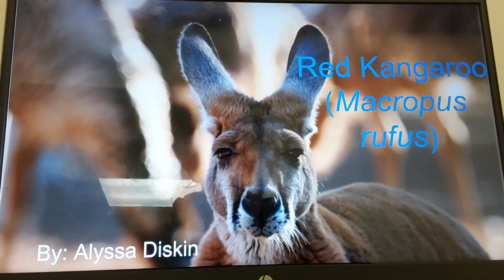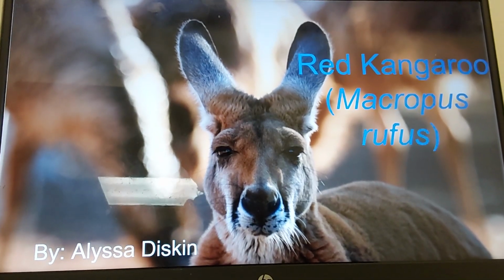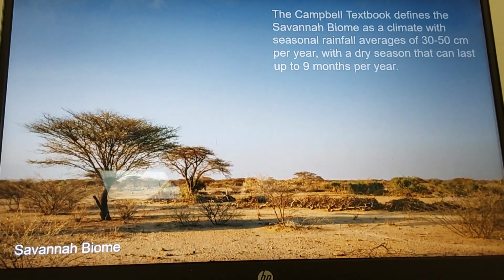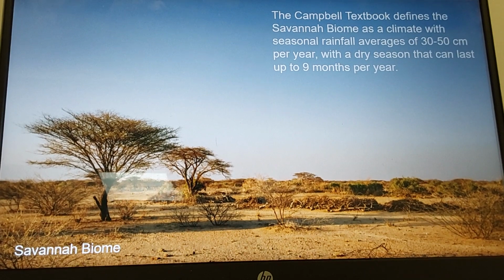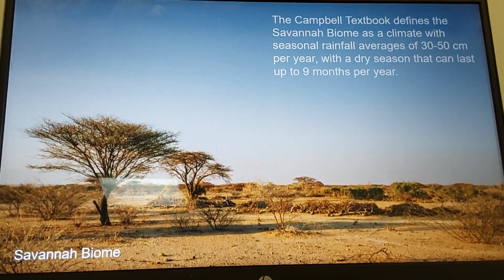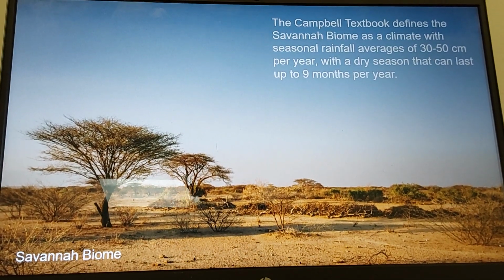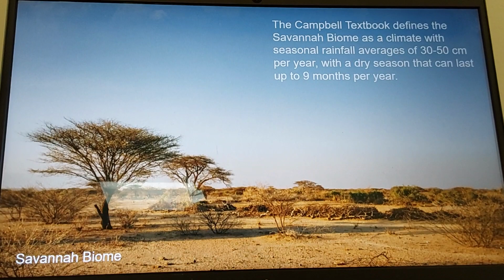We are looking at how carbon moves through the ecosystem that the red kangaroo lives in. So the red kangaroo lives in the savanna biome. The Campbell textbook defines the savanna biome as a climate with seasonal rainfall averaging 30 to 50 centimeters per year, with a dry season that can last up to 9 months per year.